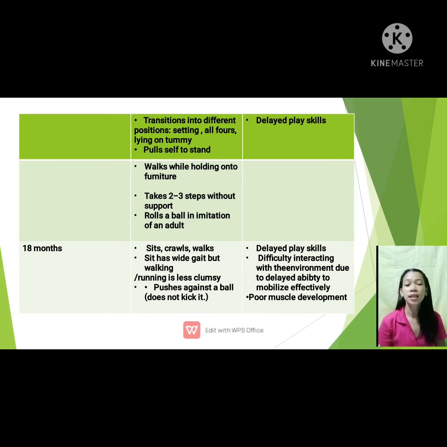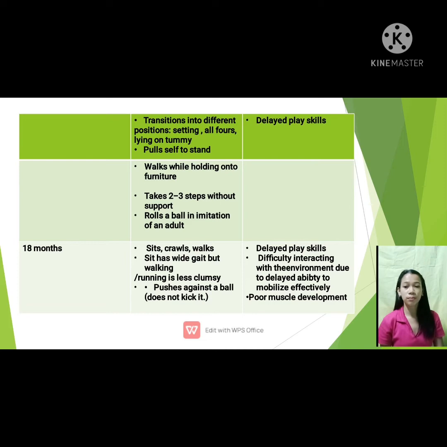Okay, at 18 months, the baby or the child can sit, crawl, and walk; gait while walking, playing, and running is less clumsy, and the child pushes against a ball, and many more. If the milestone cannot be achieved, there are delayed play skills and difficulty interacting with the environment due to delayed ability to mobilize effectively.